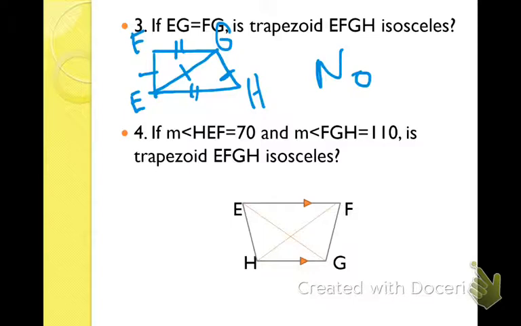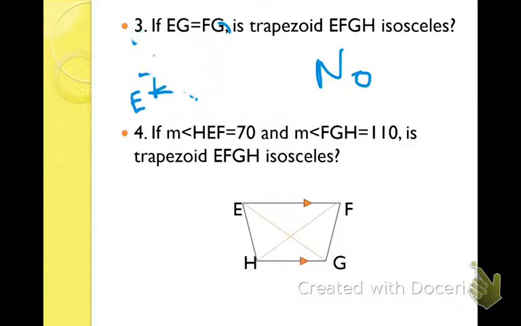Okay, there's the picture. I think they want us to use this as the picture down here. All right. So we can ignore this figure. Let's refer to the picture down below. So we've got, again, EG would be this line, FG would be this line. If those are congruent, we don't know if that's an isosceles trapezoid.